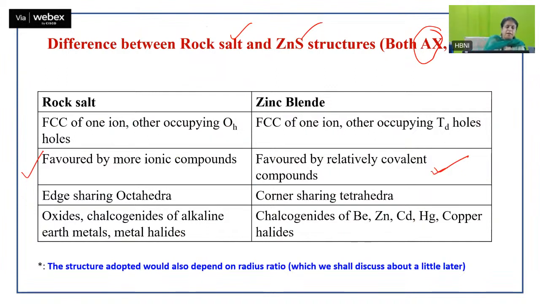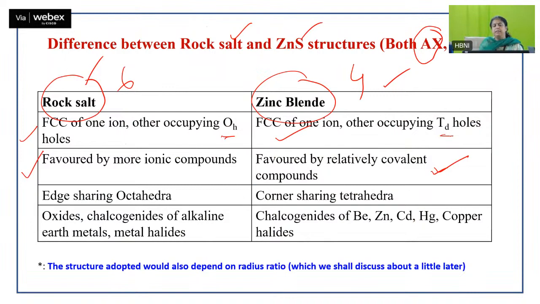That is why in rock salt, what is the coordination number? 6. In zinc blende, what is the coordination number? 4. So the compounds which have the tendency to form covalent compounds will adopt zinc blende structure. The compounds which have more ionic and electrostatic attraction will form rock salt type of compound. Other differences are simple. This is FCC of one ion, the other occupies octahedral holes. This is FCC of one ion, the other occupies alternate tetrahedral holes.